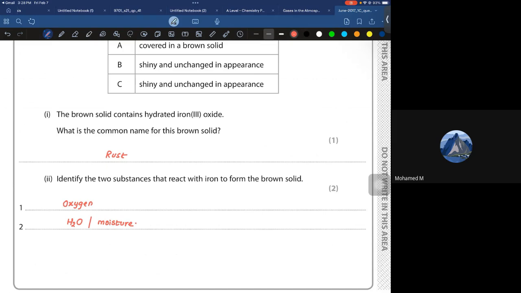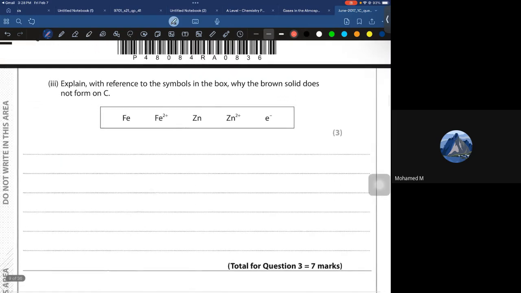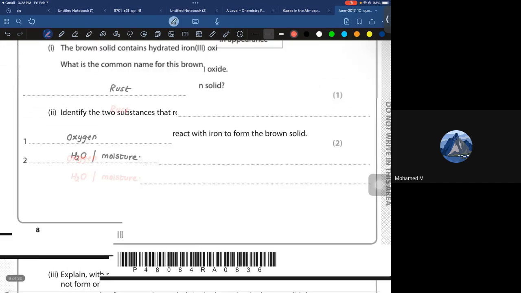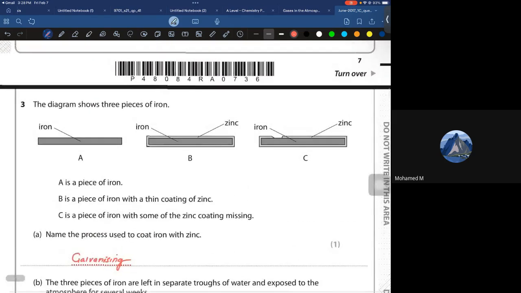Okay. Moisture, yes. Explain with reference to the symbols in the box why the brown solid does not form on sea. Like why the brown solid does not form.